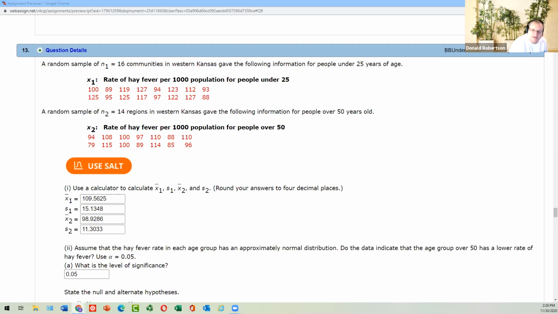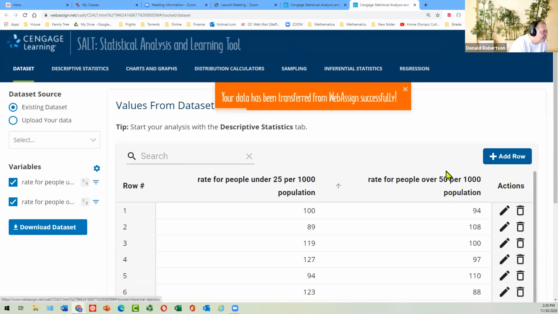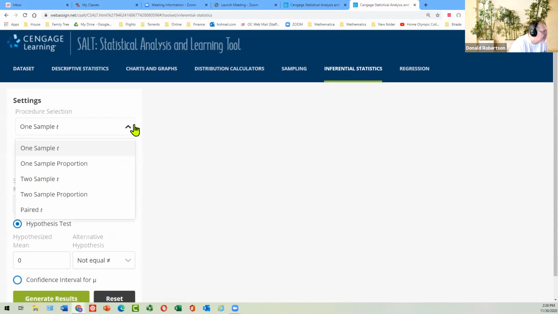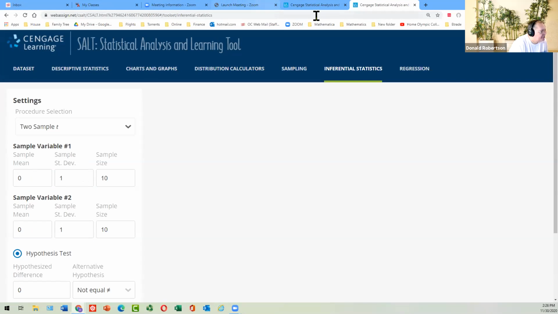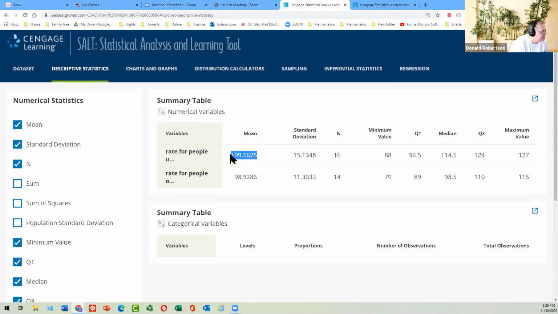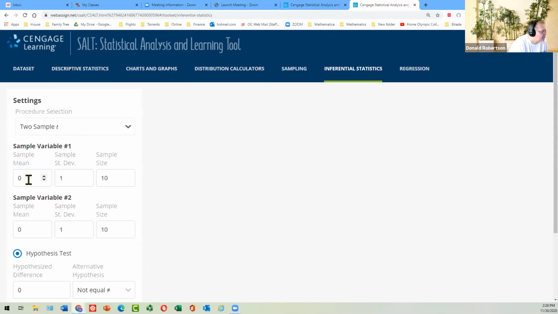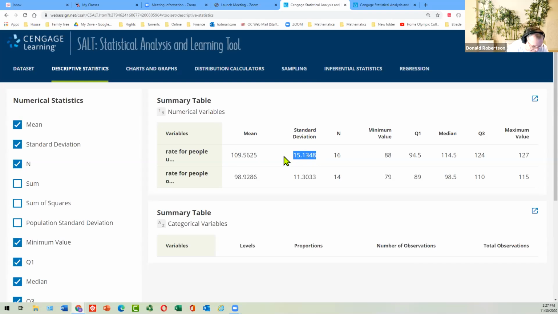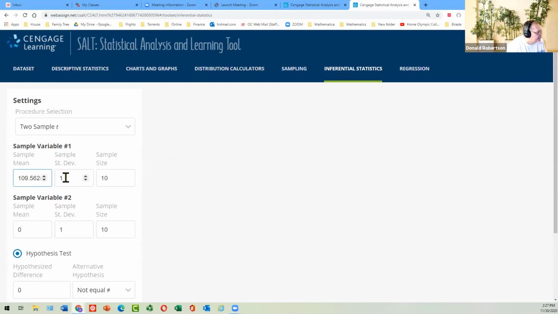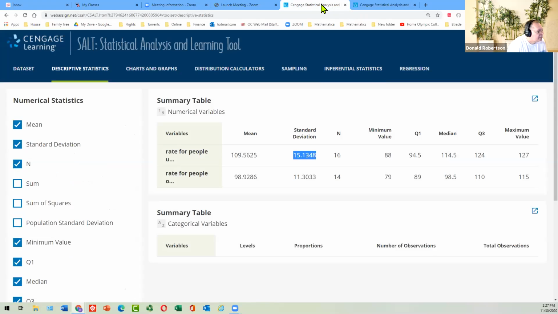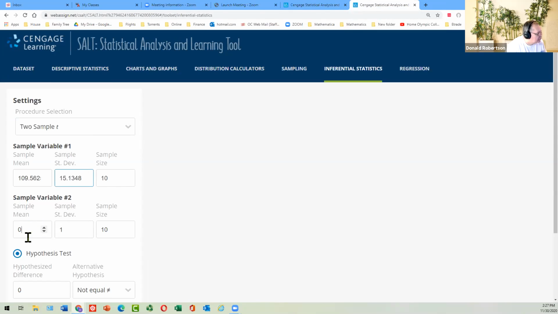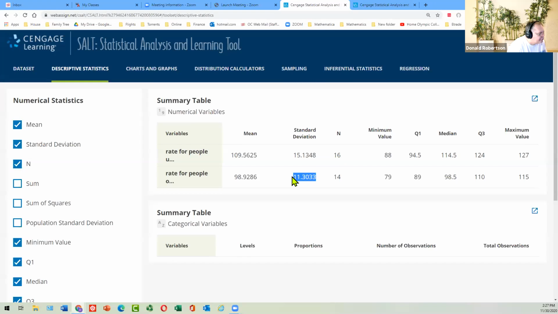So I'm going to have to use salt again. Once this is finished loading up, I'm going to go to inferential statistics. Pick 2 sample, and that's going to be the mean. That's going to be the standard deviation. There's 16 of them. That's the mean of the other group. There's 14 of them. And the standard deviation of the second group is this one.